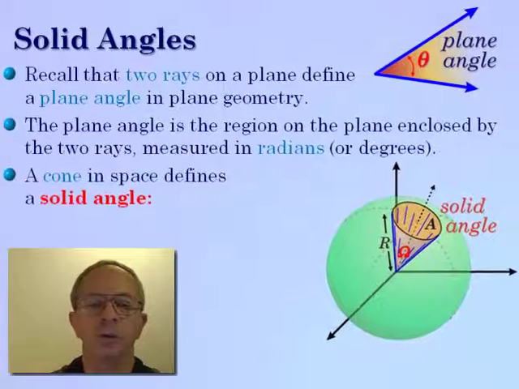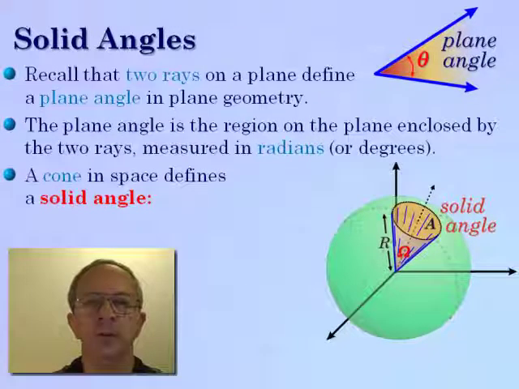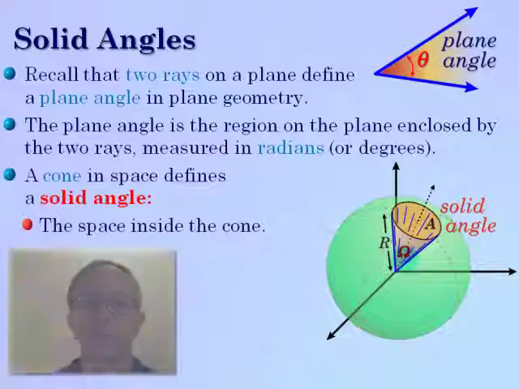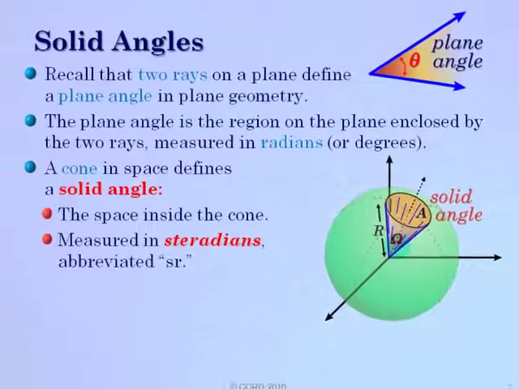A cone in space is what's used to define a solid angle. So you can imagine a sphere, and out from the center of the sphere comes this cone. How big the cone is, or how much space is inside the cone, tells us the measure of omega. Capital omega is the symbol often used for the measure of the solid angle.